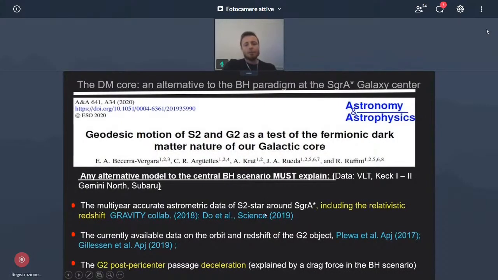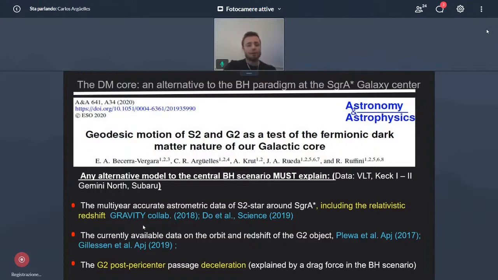But probably the most interesting part of this work, which recently appeared in A&A this month, is to try to explain, because any alternative model to the central black hole scenario must explain the full, very high precision data of VLT, Keck, Gemini North and Subaru telescopes, with, for example, these 3 data sets. The multi-year accurate astrometric data of S2, including, as you know, probably the news of the corroboration of the relativistic redshift of S2 around the center.